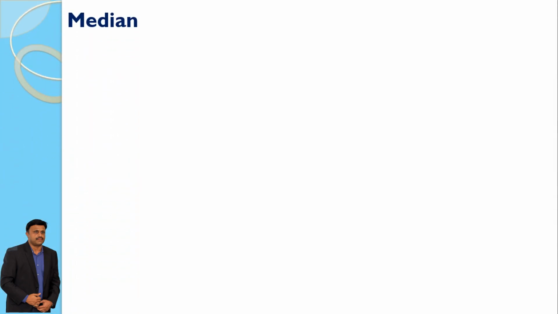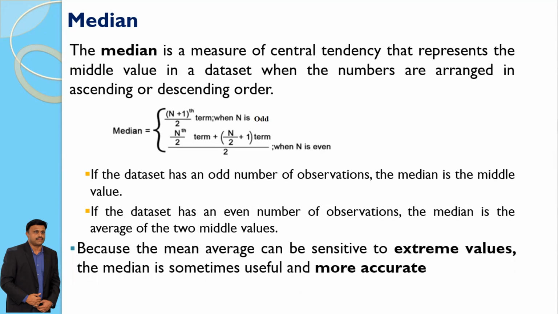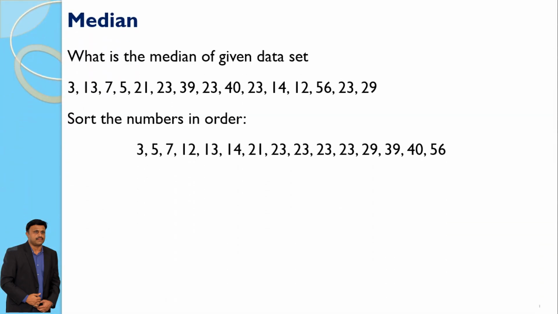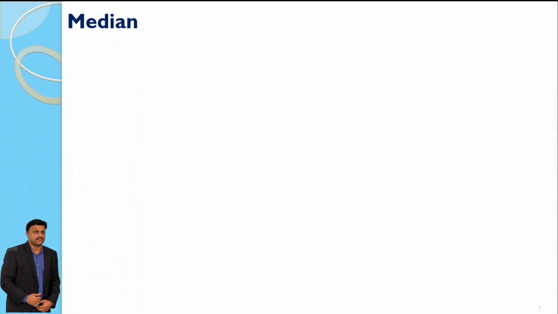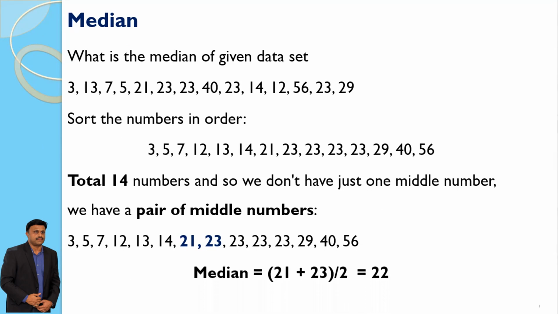The median represents the middle value in a dataset when arranged in order. It is useful for datasets with extreme values, providing a more accurate measure of central tendency. To find the median of a dataset, sort the numbers in order and identify the middle value. If the dataset has an odd number of observations, the median is the middle value. For datasets with an even number of observations, the median is the average of the two middle numbers.